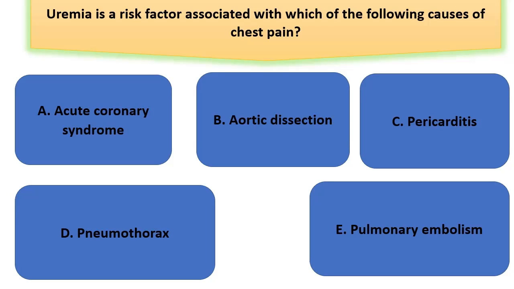Uremia is a risk factor associated with which of the following causes of chest pain? A. Acute coronary syndrome. B. Aortic dissection. C. Pericarditis. D. Pneumothorax. E. Pulmonary embolism.